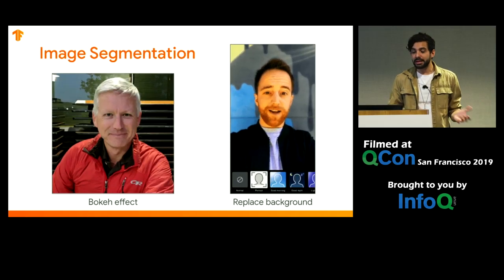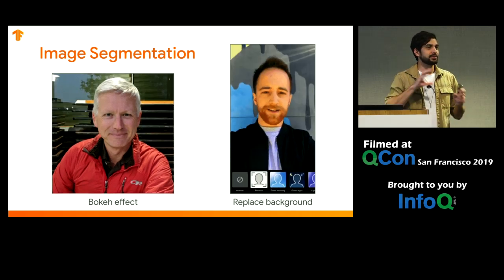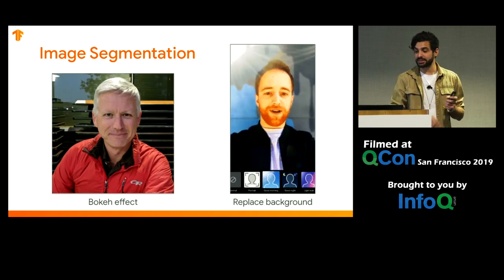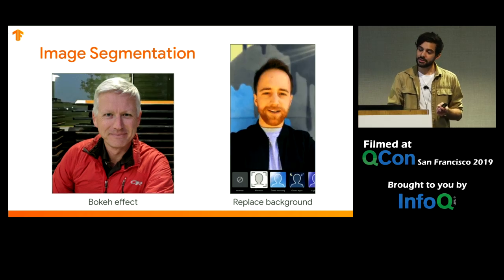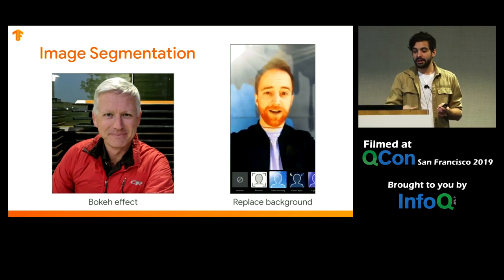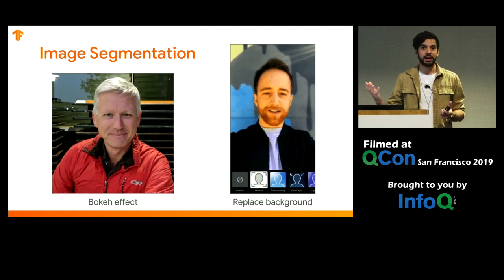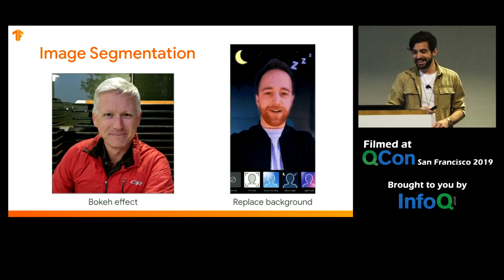So an example of image segmentation here, that's when you're able to cut the foreground and background of an image, or you can basically figure out which pixels in an image belong to which objects. So in this case, we're figuring out some parts belong to a person. In the left-hand part, we're figuring out what the background is and blurring it so it looks like a pro photo. And in the second one, we're letting the user replace the background entirely so they just look cool.